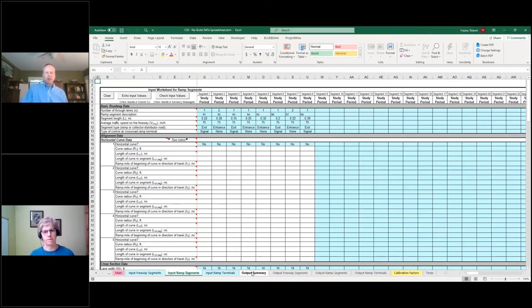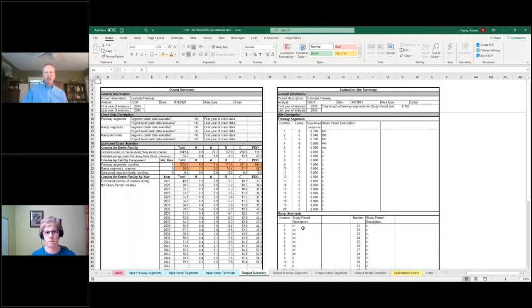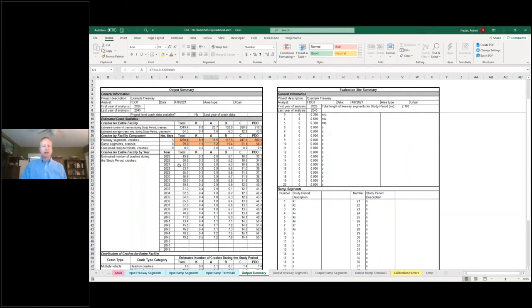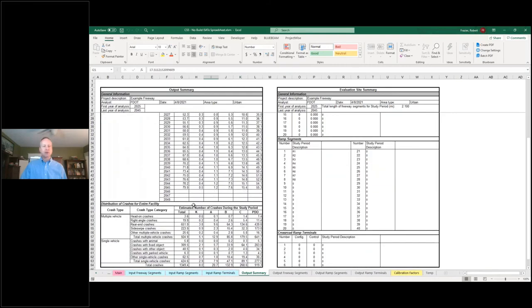All right. So we've entered the input data, and we're going to go to our output summary. The output summary provides the crash prediction, and it's not highlighted if you download this from the web, which is free on the web. It isn't highlighted like this, but I've highlighted the crashes for freeways and for ramps, both the total and then by severity. Those are the numbers you can look at, and then you've got the annual numbers, and there's all kinds of additional information.